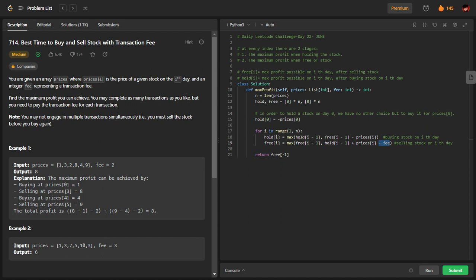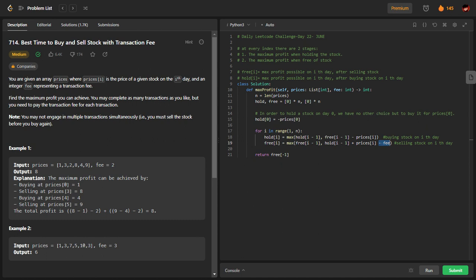This loop will continue for the indexes 1 to n-1. And at last, remember one thing. When we come to the n-1 index, we again have two things: hold of n-1 and free of n-1. Hold of n-1 refers to the case where at the n-1 index we are holding a stock. Obviously, we do not want such a scenario, right? We could have made profit out of that stock. So we will take only the free of n-1, because free of n-1 means we are going to sell.